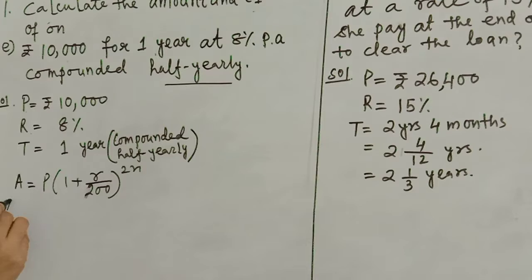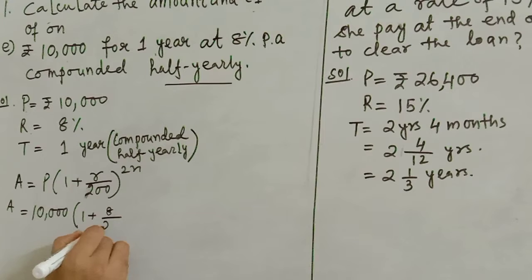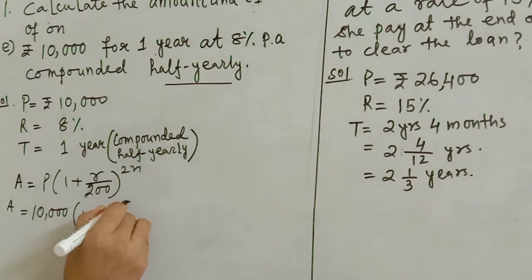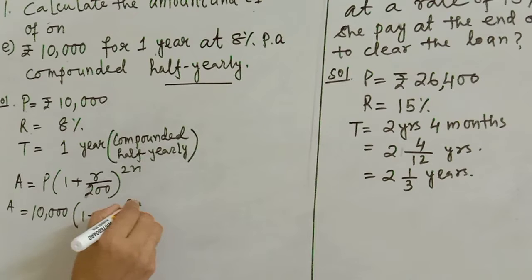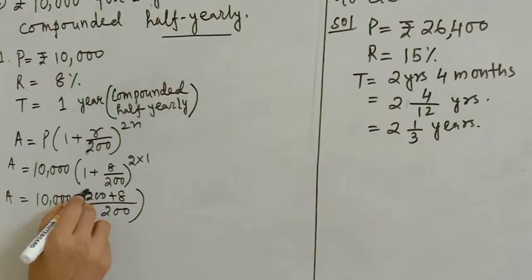Now amount is equal to, instead of principal you can write 10,000, into 1 plus rate percent is 8 by 200, whole to the power 2, as it is 1 year, so 2 into 1. Amount is equal to 10,000 into, do not cancel it directly, you can do it, it can save your time, 200 plus 8 whole to the power 2.